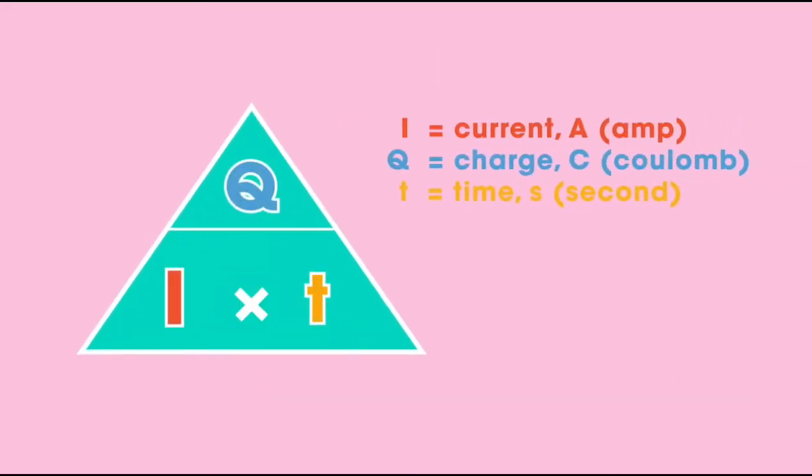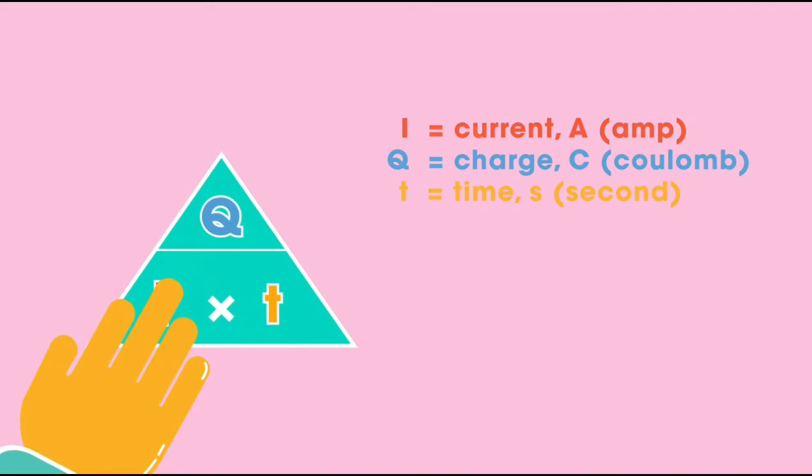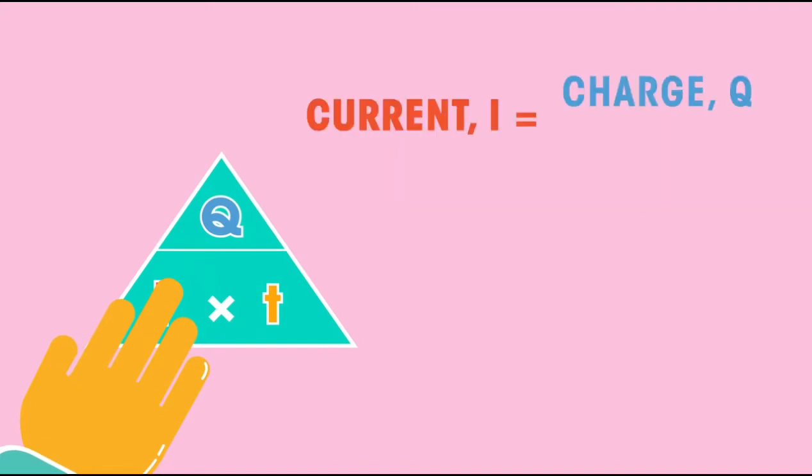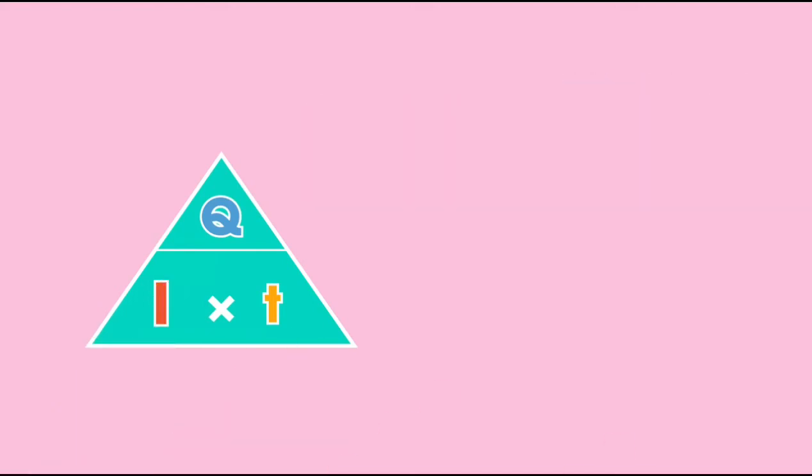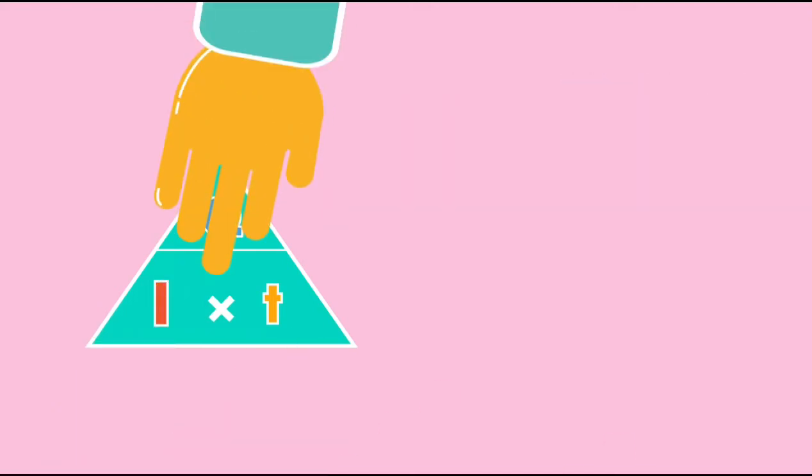To calculate the current in a circuit, we can use this formula. Current is equal to charge divided by time. It makes sense that current is charge divided by time because current is the rate of flow of charge. I actually find it easier to remember QIT. Charge equals current times time.